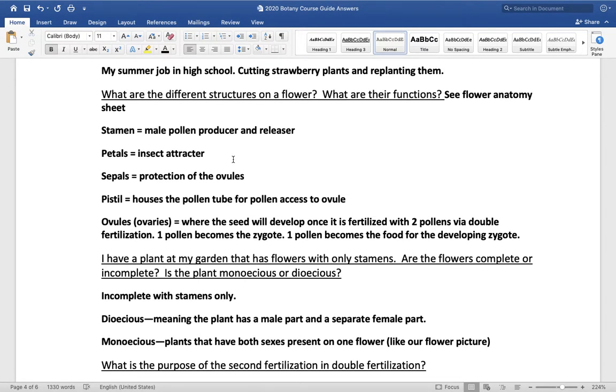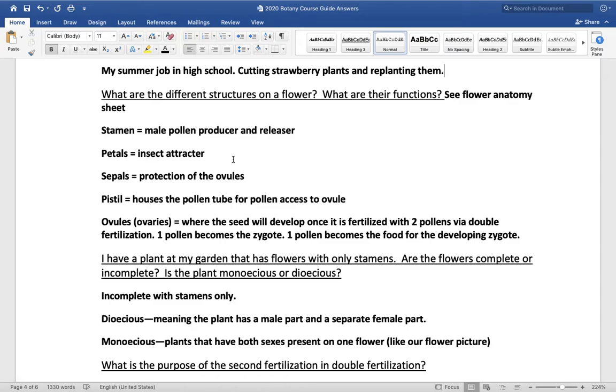What are the different structures on a flower? What are their functions? So you really need to go back to your flower anatomy sheet and make sure you look at that for this test. And then understand the physiologies, where the stamen, the male part, is where the pollen is produced. Pollen is like sperm. It's haploid. It's going to be the male haploid part of a plant, and it will need to meet up with the ovule, which is the haploid female part of the plant.